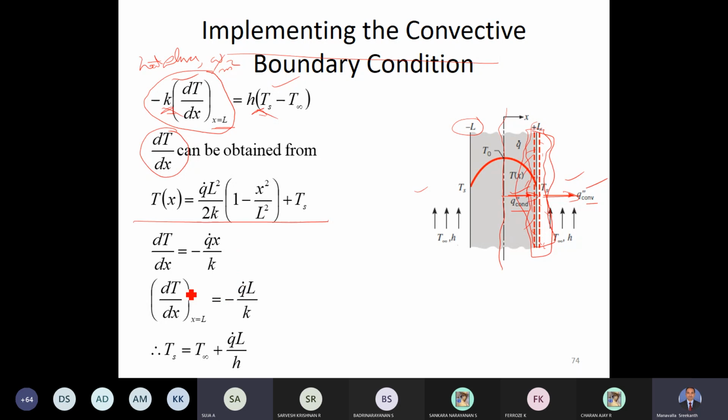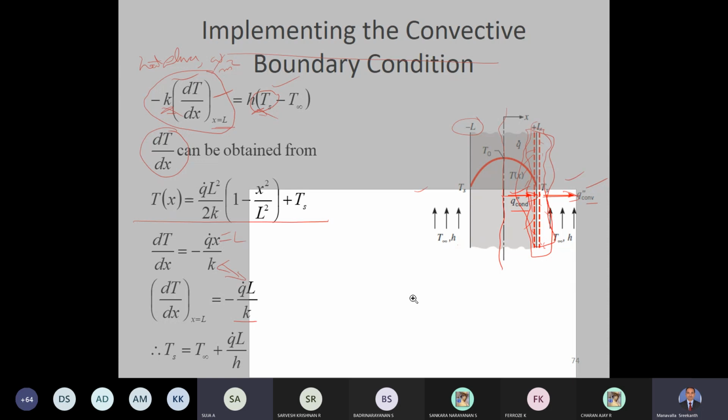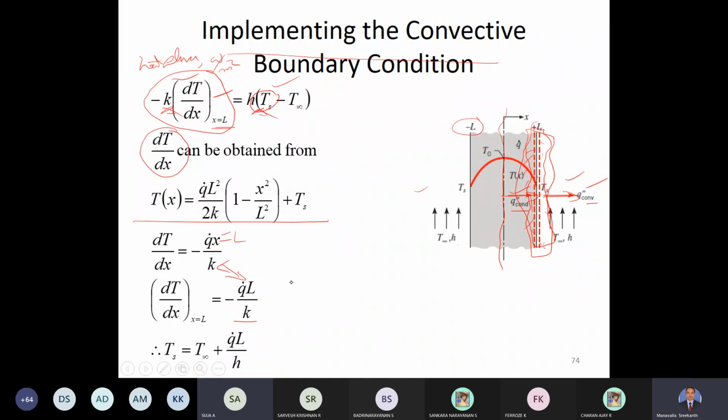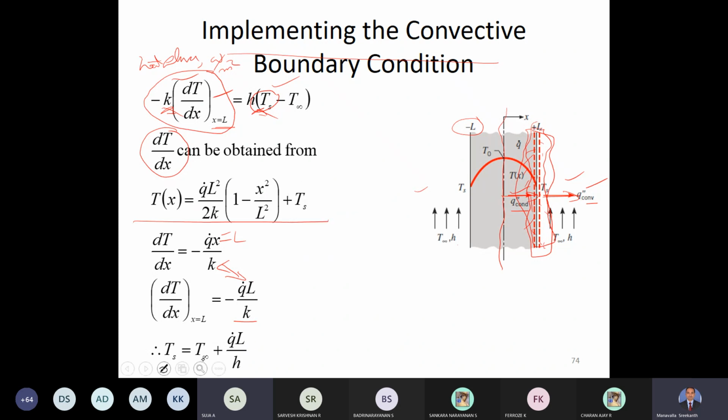Okay, so now dT/dx at x = L. When you replace x with L, you will have minus q dot L by k. So this and this are the same, except x is replaced with L. So dT/dx at x = L is minus q dot L by k. So you substitute that here. Once you substitute and evaluate the value of Ts, you will get Ts in this manner. You will get the value of Ts like this; you can compute it.